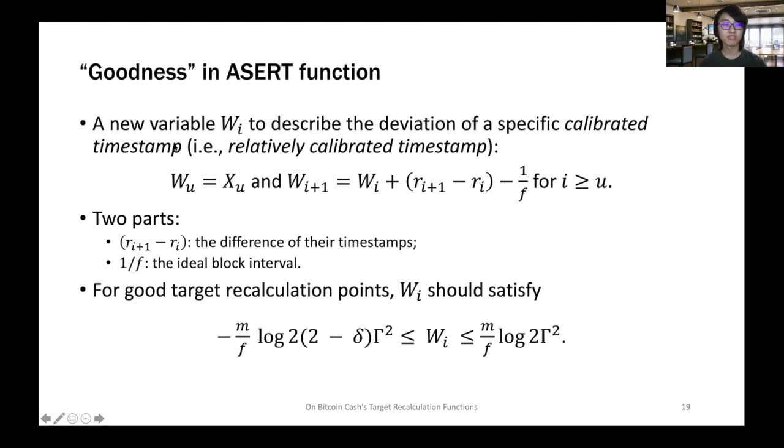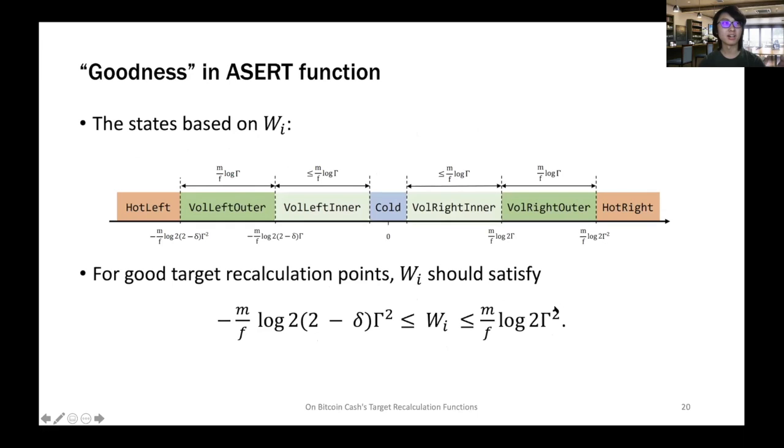So here we define a new random variable wi, which describes the deviation of this specific calibrated time, the relatively calibrated timestamp. And we can also convert the conditions that a random variable should satisfy to this new condition. So remember that we have a sliding window. After all these preparatory works, we apply a state-based analysis, which means that we divide the range, or the condition for this random variable, into five different states.